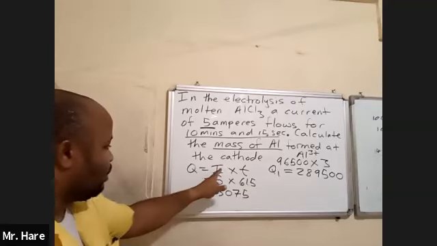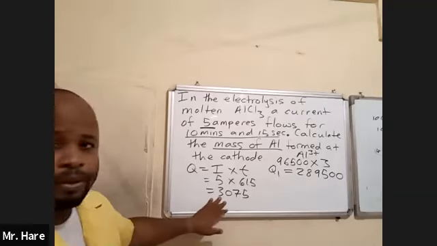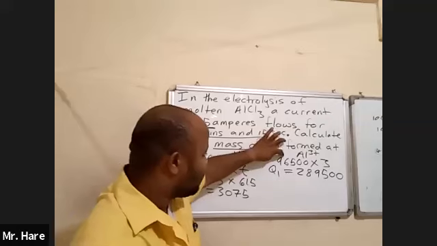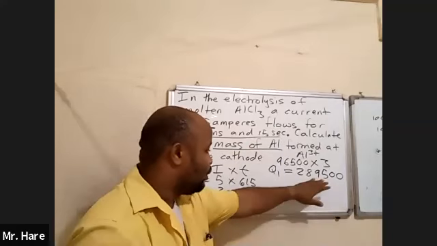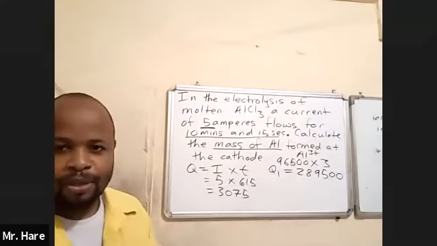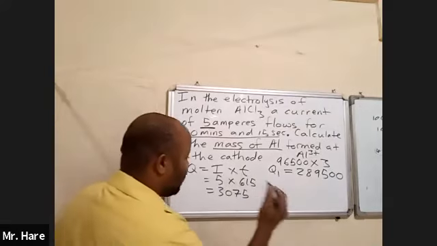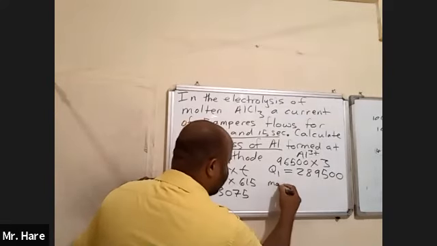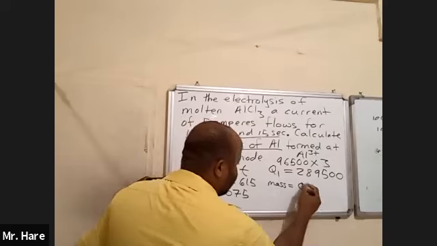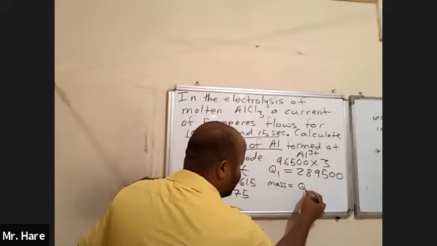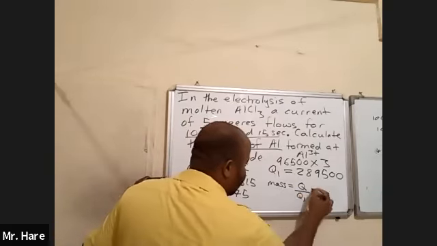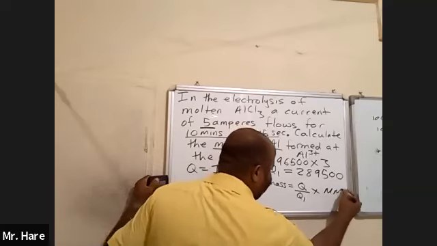So Q is equal to I times T, done. Q1 is 96,500 times 3, done. And remember, we had said mass is equal to what? Mass is moles, which is Q over Q1, times the molar mass.